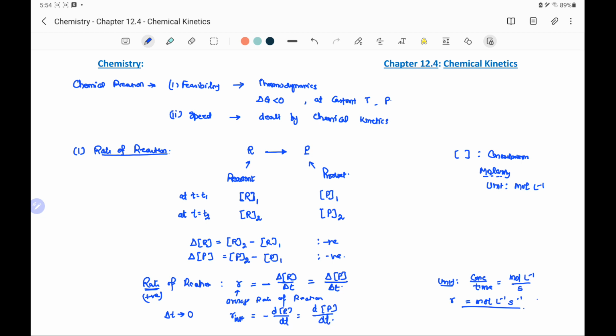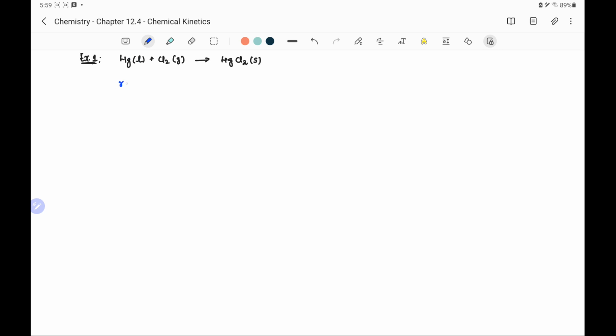Let's take some examples. The first example is we have to write the rate of reaction for the given expression. So the rate of reaction is equal to the negative of the rate of change of concentration of the reactants, and it is delta concentration of Hg divided by delta T. Similarly, chlorine is also a reactant, therefore it is minus delta concentration of chlorine divided by delta T, and it is equal to, HgCl2 is the product, and we can write the rate of reaction in terms of product as the change in concentration of the product HgCl2 divided by delta T.